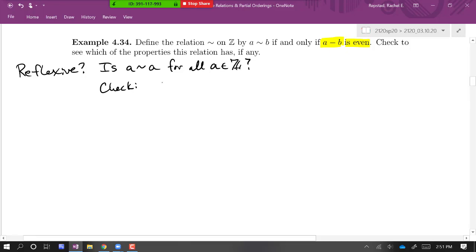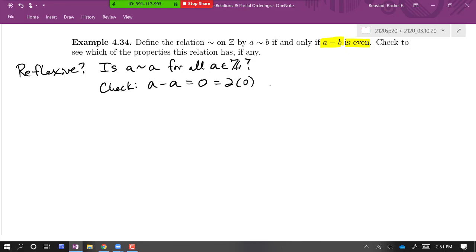So if I want to know if a is related to itself, I have to look at the difference a minus a, which is 0. You know what's true about 0? It's even, right? It is a multiple of 2. I've had people argue that against me, people say that it's not. 0 is even. 0 is a multiple of every integer. 0 is a multiple of 2, it's a multiple of 3, of 4, of 5. It's a multiple of everything.